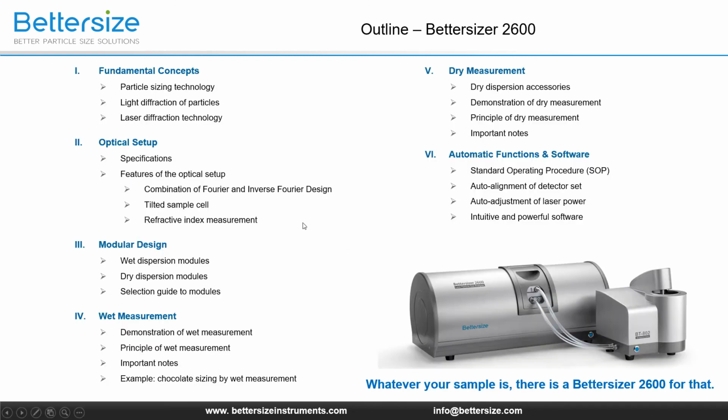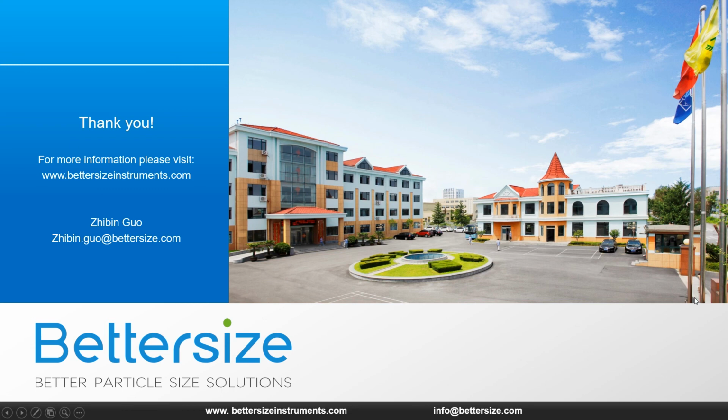Okay, we just walked through all the sections in this talk, like fundamental concepts, optical system, modular design, wet and dry measurement, and at last, automatic functions and software. Thanks to the powerful hardware and software, the Bettersizer 2600 is able to navigate all the challenges of particle size measurements you may meet. This is the end for this presentation, and I hope you found this video helpful.